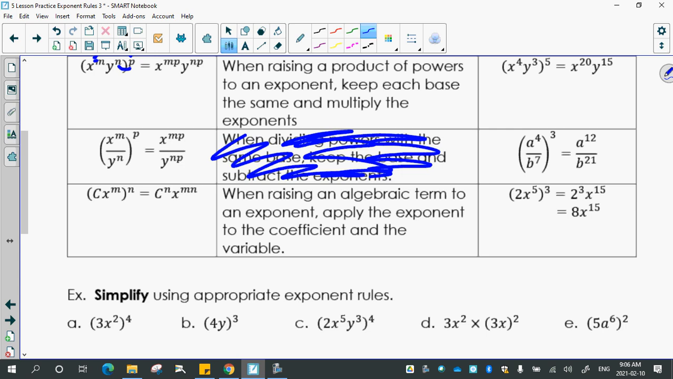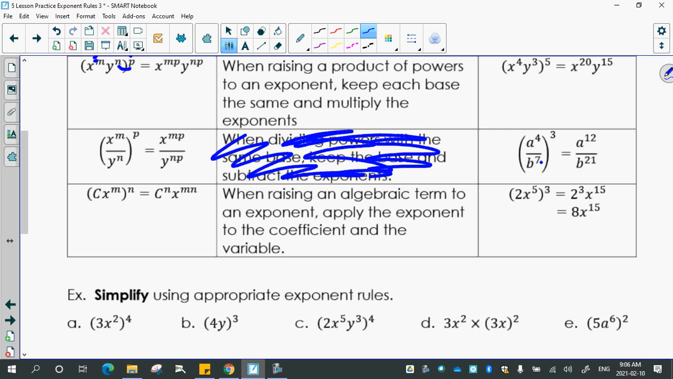So this is similar to the one where we have a fraction raised to an exponent. You raise the numerator to that exponent, and you raise the denominator to that exponent. Okay, same idea. And here's an example. So we have a to the fourth over b to the seventh all cubed. You raise the a to the fourth to the power of 3 by multiplying, and b to the seventh to the power of 3 by multiplying.